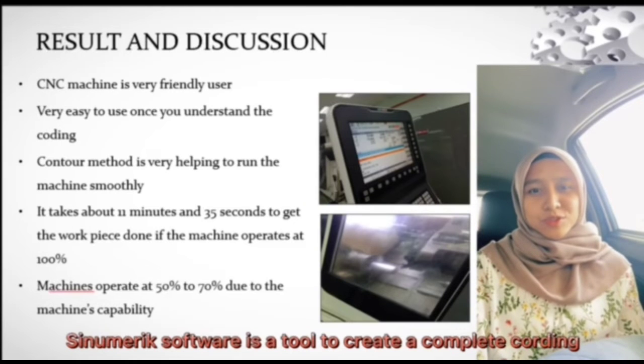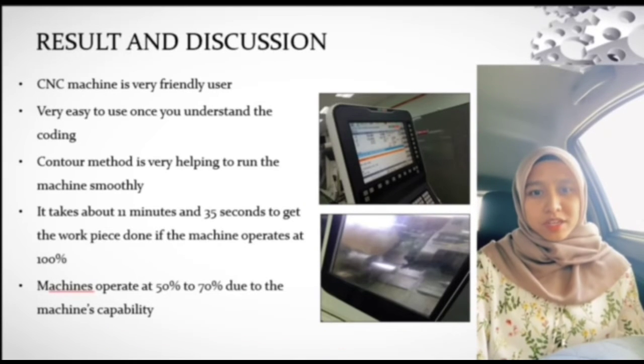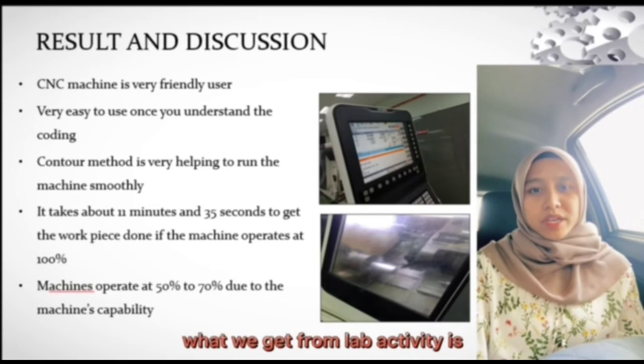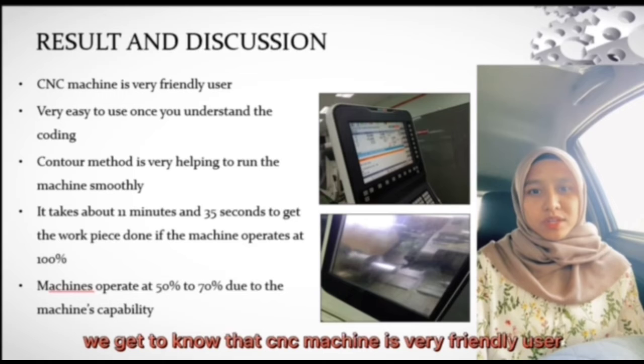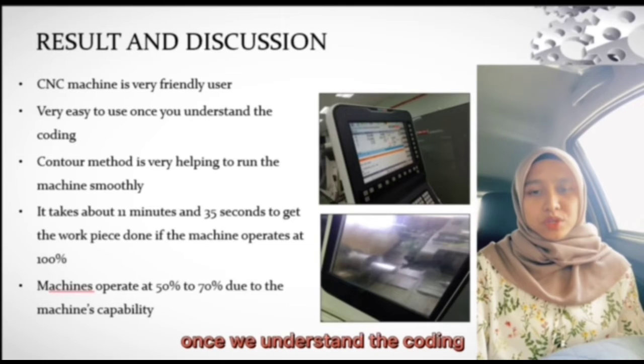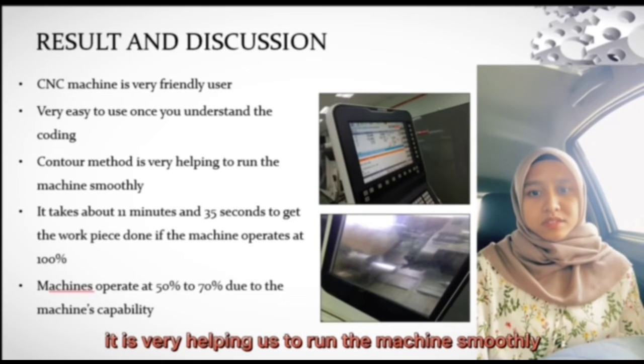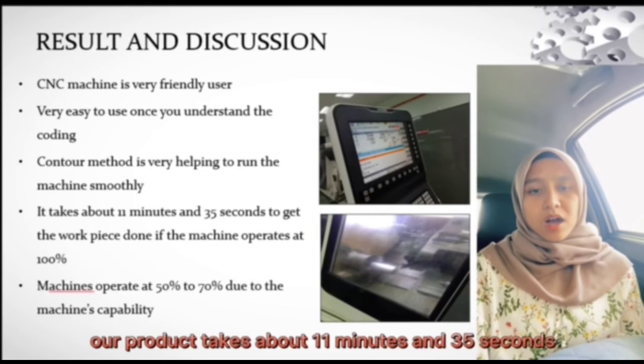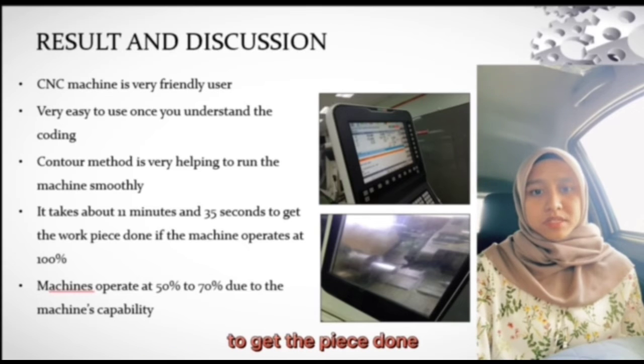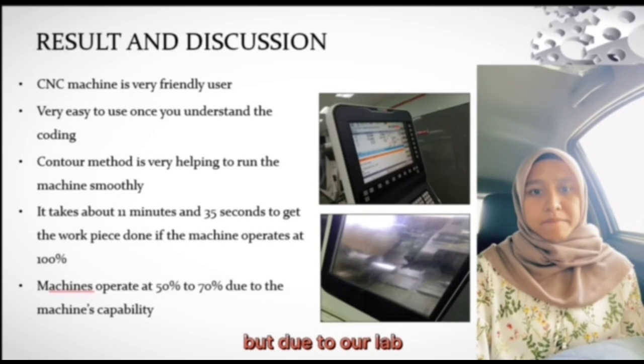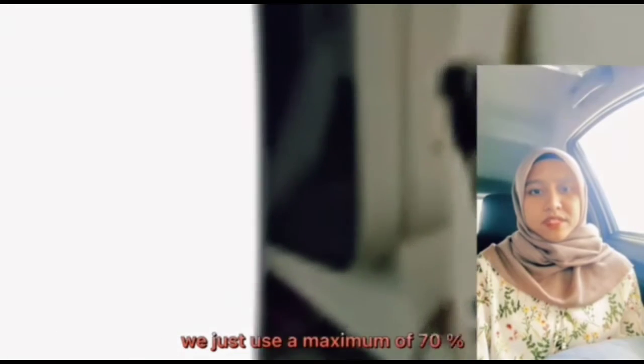Simultrain software is a tool to create a complete code for our mini project, that is a screwdriver holder. What we get from the lab activity is that we get to know that the CNC machine is very user friendly because it is very easy to use once we understand the code. By using the contour method for the curve on the product, it helps us to run the machine smoothly. Our product takes about 11 minutes and 35 seconds to get the workpiece done if the machine operates at 100%, but due to our lab, we just use a maximum of 70%.